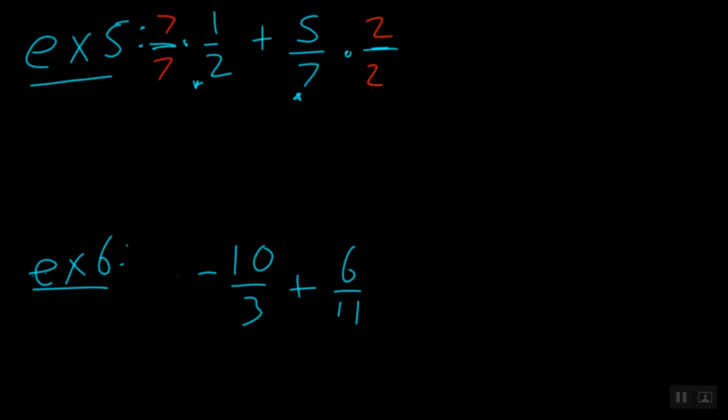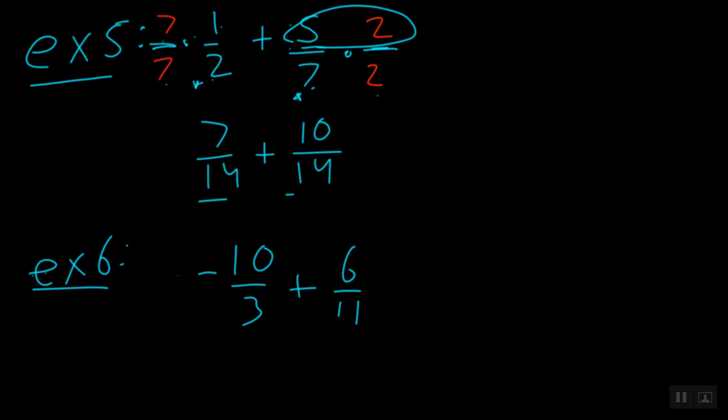Okay, so from here on top I have 7 times 1, which is 7, over 7 times 2 on the bottom, which is 14, plus over here on the top times top, I have 5 times 2, which is 10, over 7 times 2, which is 14. And notice, now I have common denominators. So if you're ever stuck, you can literally just multiply the denominators by each other. That's pretty easy. Now that we have common denominators, we can add.